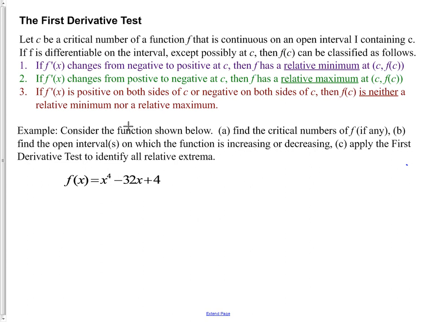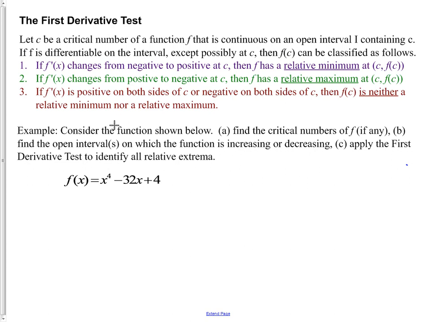Well, in the previous videos we had looked at functions where the derivative equals 0. We found that when the derivative changed from negative to positive, we had a relative minimum, and when it changed from positive to negative, we had a relative maximum. So we formalize this in what we call the first derivative test.